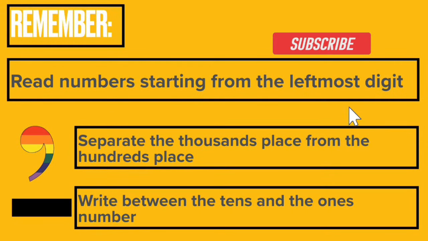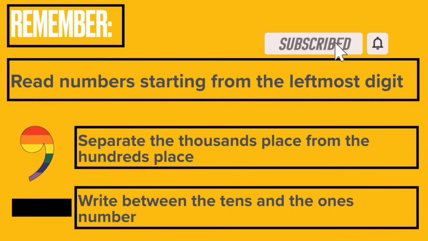Always remember, children, in reading numbers in words, read numbers starting from the leftmost digit, which is the highest place value, while the comma is used to separate the thousands place from the hundreds place, or it is always written after the word thousand, while the hyphen is right between the tens and the ones number, if it's only two words.